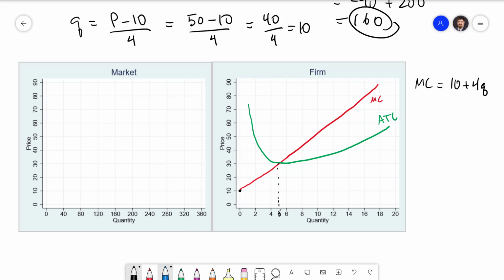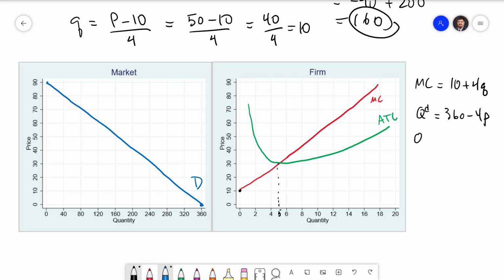Over on the market side, we have a demand function, QD equals 360 minus 4P, and we're going to graph that in our usual way. We have a quantity intercept of 360. 360 divided by 4 is 90, and that's going to be our price intercept. And we'll connect those up with a line.